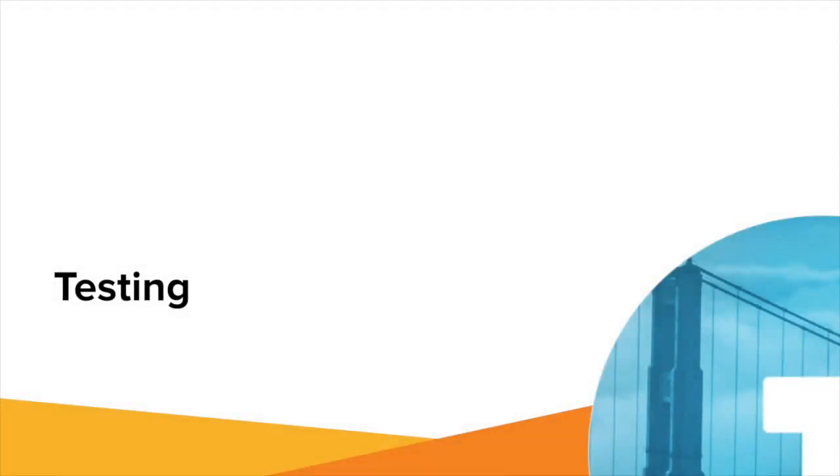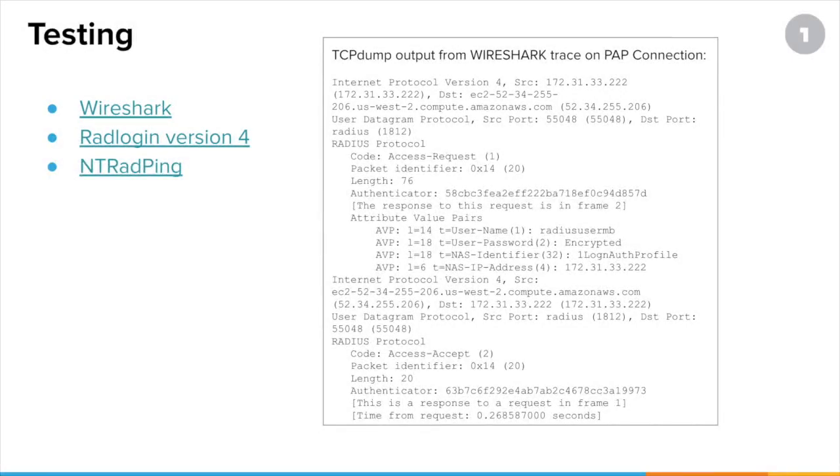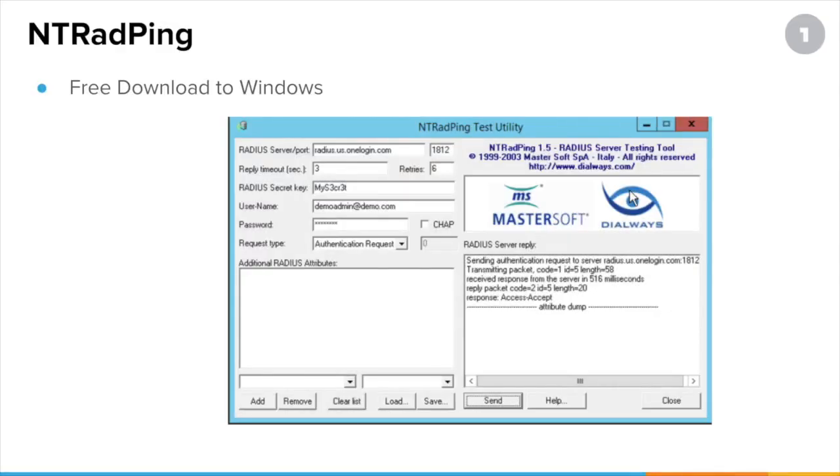To finish off, we want to mention a few tools out there that can help you test your Radius configurations. Three popular possibilities are Wireshark, which is pretty popular. We've seen a couple of traces from Wireshark, a useful tool. RadLogin is another one, a little more command-line type utility. And NTRadPing, which is actually a free download for Windows and really, really easy to use.